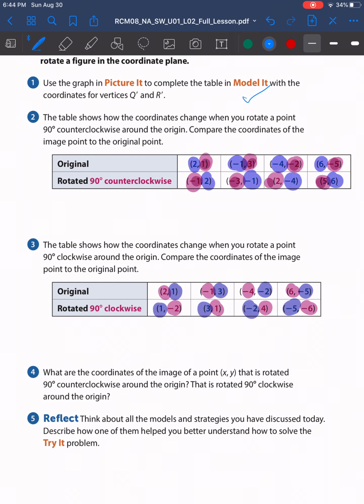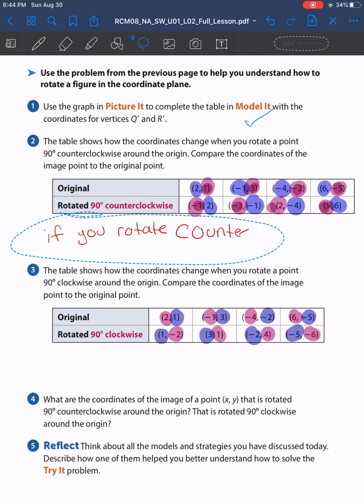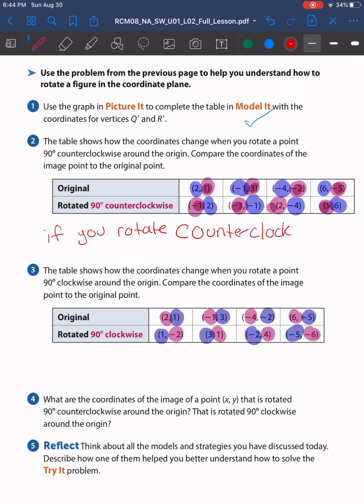Oh my gosh, this is so exciting. Here is this rule we just now learned. If you rotate counter, I should be writing this up here. I should be putting it up here because this is where we talk about counterclockwise, correct? If you rotate counterclockwise, the numbers, the coordinate numbers switch places. They still switch places, right? I'm going to say the numbers switch places.